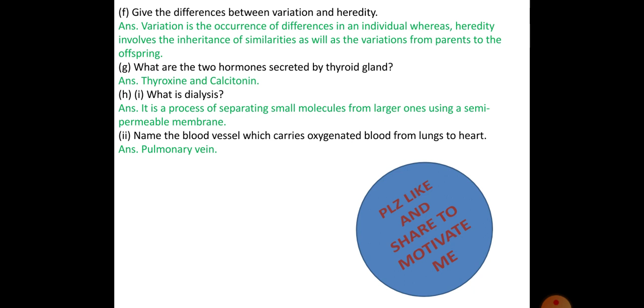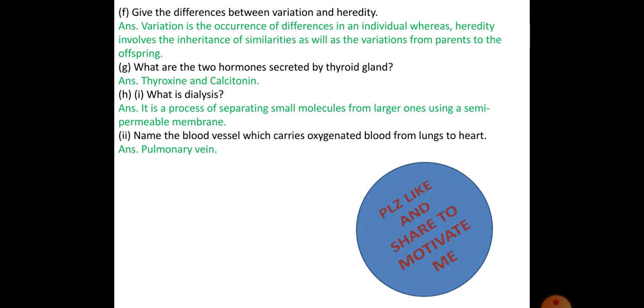Give the difference between variation and heredity. Variation is the occurrence of difference in the individual, whereas heredity involves the inheritance of similarities as well as the variation from parents to the offspring. What are the 2 hormones secreted by thyroid gland? Thyroxine and calcitonin.